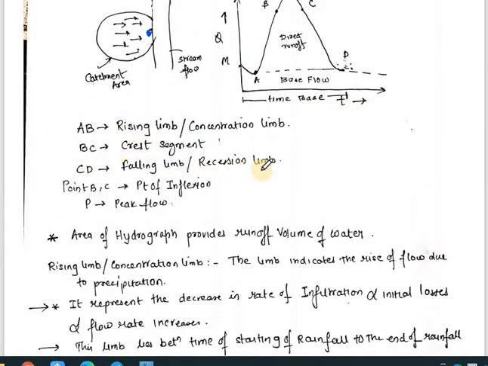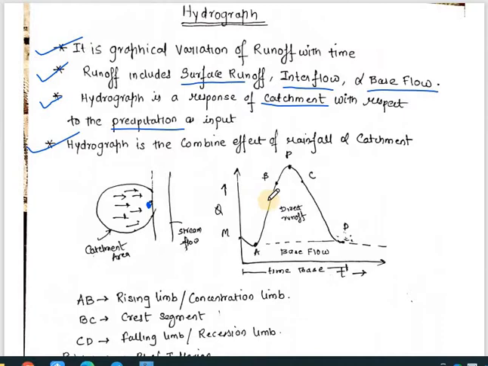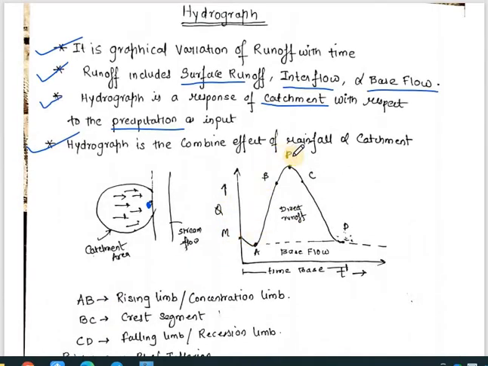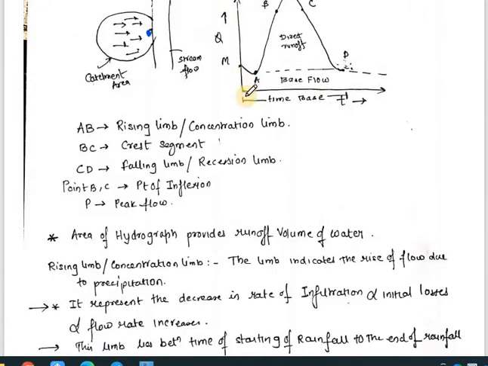This point on BC is called the point of inflection, because it is the point from where your curve is changing, from high to low. Point P represents your peak flow. So this is basically a short diagram of your hydrograph. This is how you represent it. The first portion, the AB line, is your rising limb. The BC line is your crest segment. CD is your falling segment. So this is how you will represent your hydrograph.